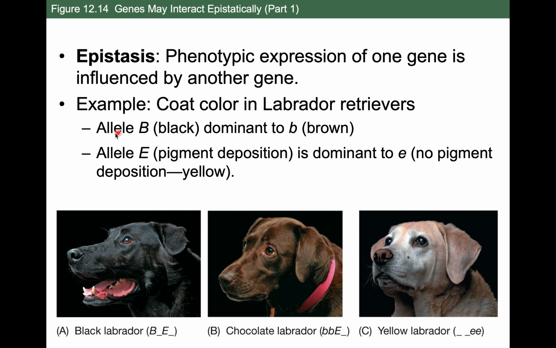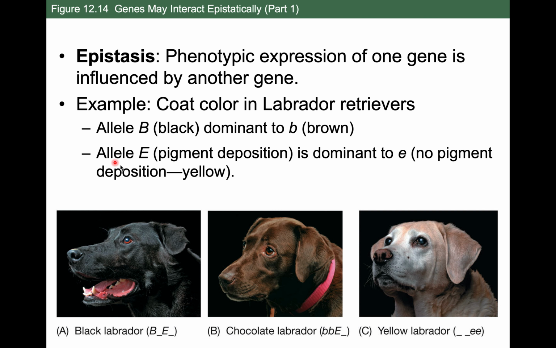Okay. So the B allele or the B gene is producing a pigment protein. If you have a dominant version of the B gene, you make a black pigment. If you have recessive, you make a brown pigment.